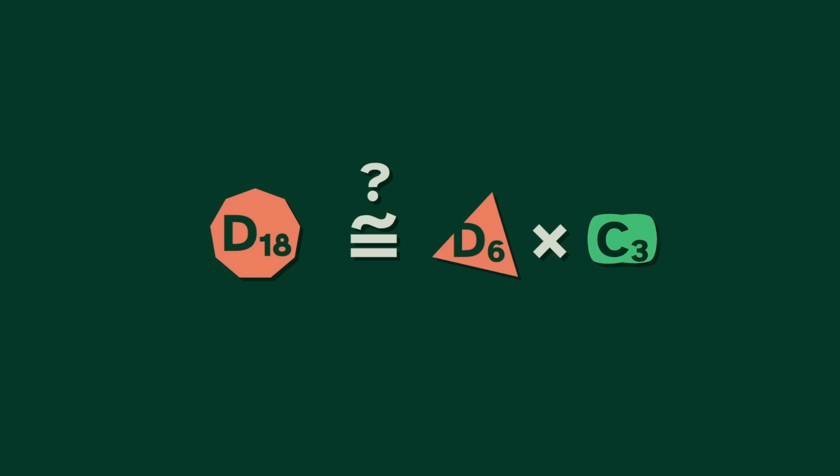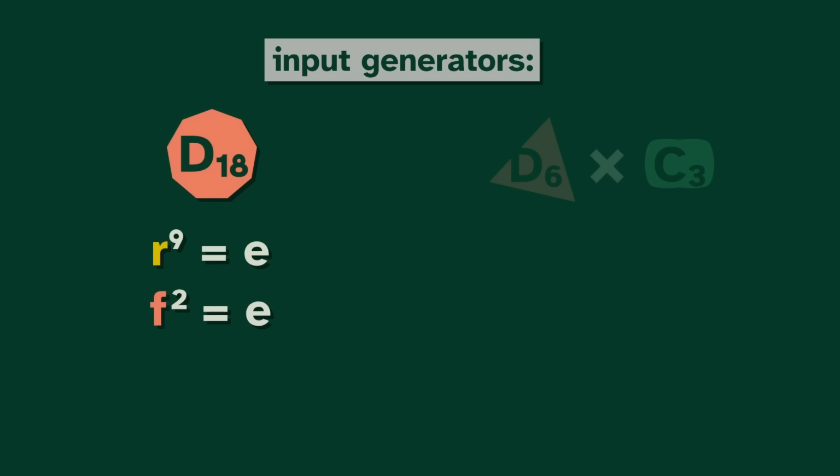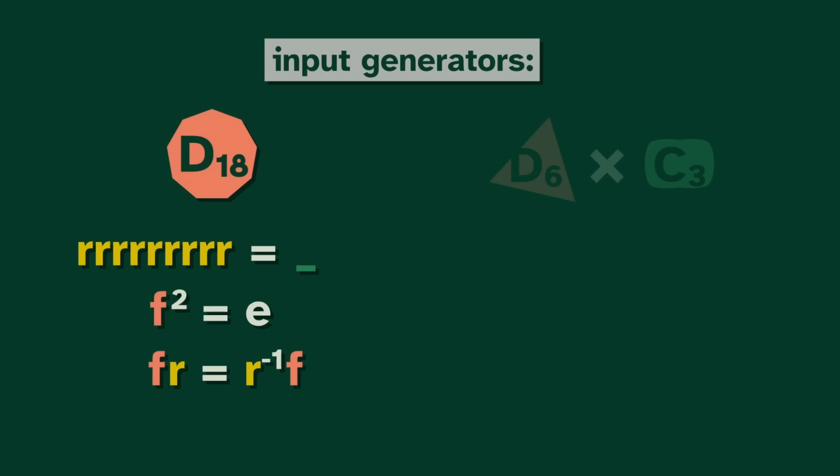Sure, but we'll make the computer do it. Please input generators. What? Generators, remember, like from last time, computers use equations such as r to the 9 equals Einheit. Right. And then f squared is Einheit, and then fr is r inverse f. Affirmative. However, we require letter format such as R equals blank, F equals blank, and FR equals R.